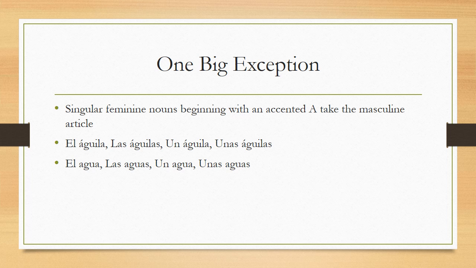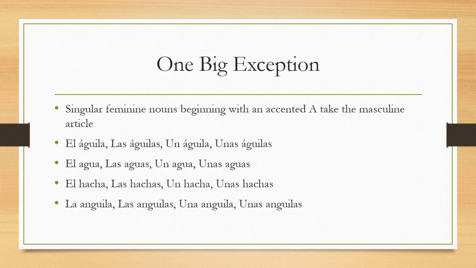So I know that the A doesn't have an actual accent mark on it, but it's still accented. We don't say la agua, it's el agua. So the first syllable is accented, it's stressed, and so that's why it gets the el and un. Then we have hacha, which means axe, and there's an H there, but that H is silent, remember? So it still needs the el. So it's el hacha, las hachas, un hacha, and unas hachas. So just because there's an H there, that H is silent, so it still gets the masculine.